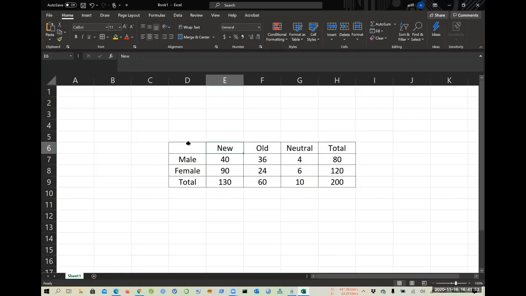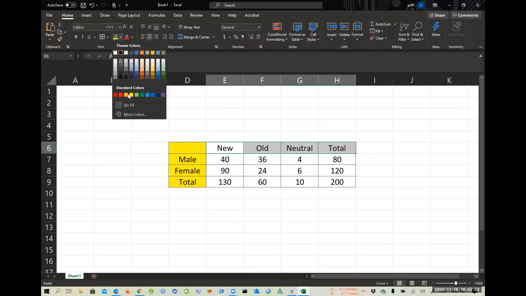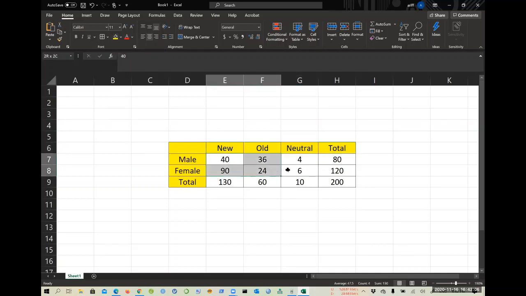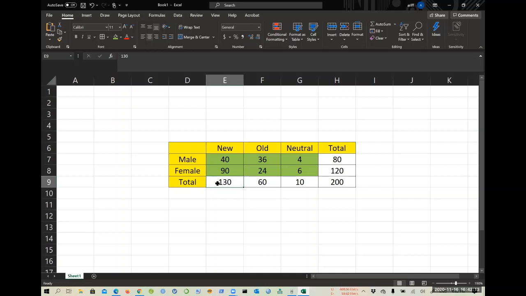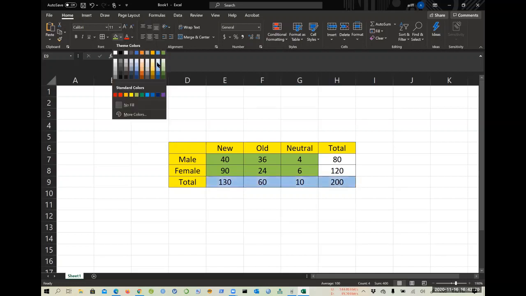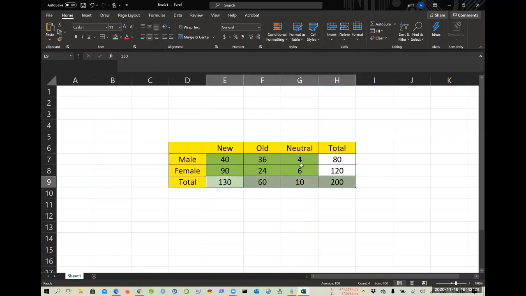Just give it a color over here. Let's say you have this value to be green, for example. Just touch up over here. So this will be your contingency table. Okay, when you are asked to draw a contingency table, this is what you have to do. Okay, any questions so far?